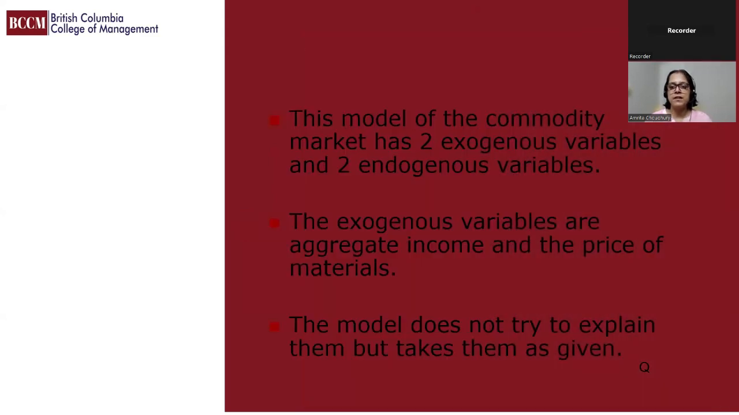Now this model has two exogenous variables and two endogenous variables. What are the exogenous variables? The aggregate income Y and the price of the raw materials PM. Because this model takes these two variables as given from outside, it does not make any attempt to explain the prices of the materials and the aggregate level of income. It just simply takes them as given.